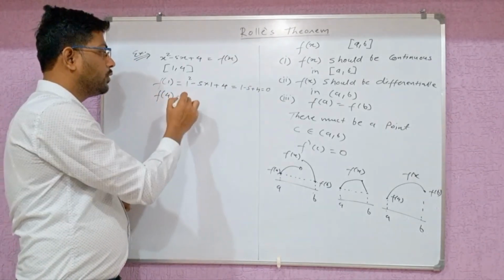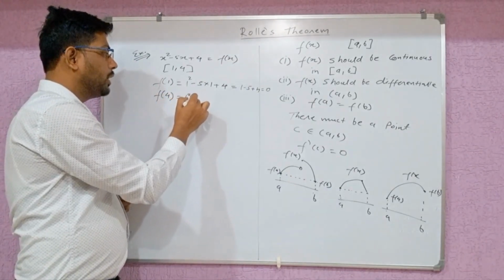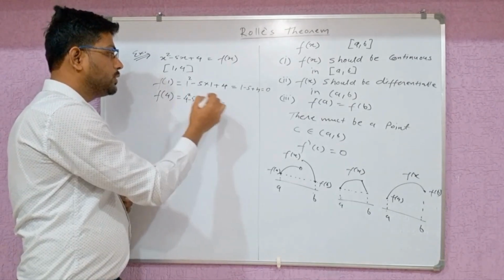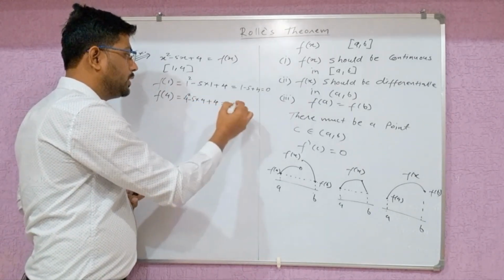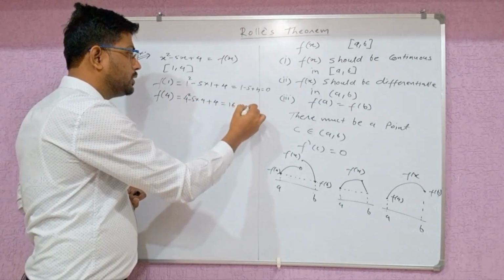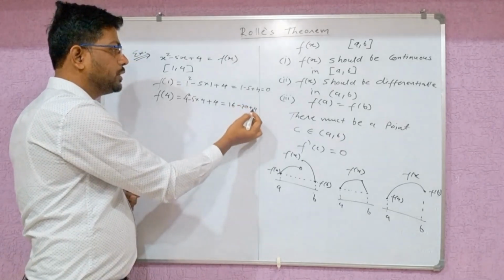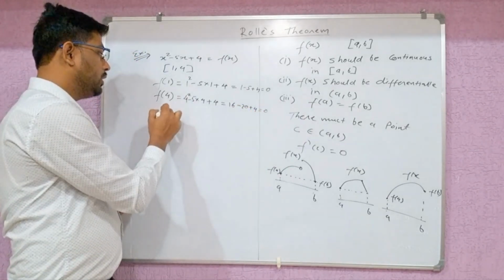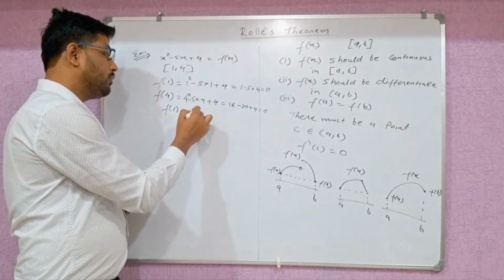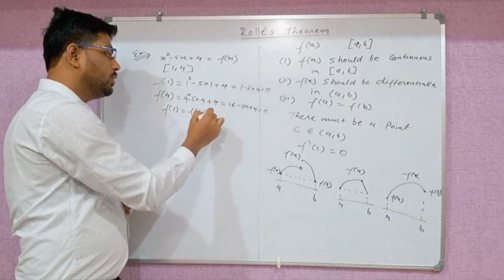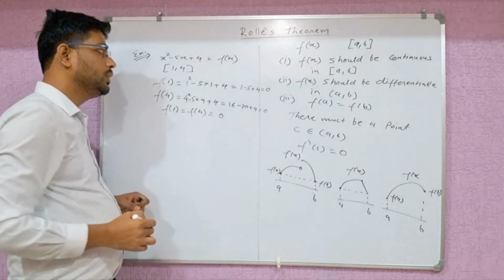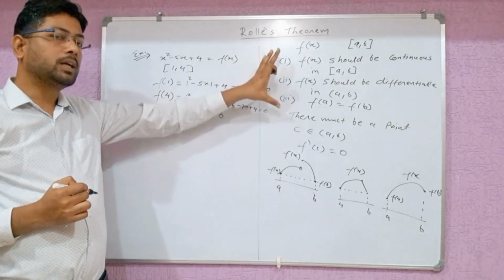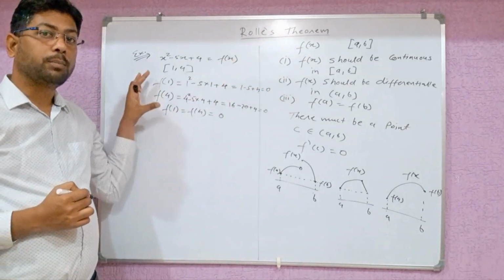Now f of 4 we'll calculate. f of 4 will be 4 square minus 5 into 4 plus 4. So this will be 16 minus 20 plus 4. 16 plus 4, 20 minus 20, this will be again 0. So f of 1 is equal to f of 4, because both of these are equal to 0. So this third condition is satisfied here. So all these three conditions are satisfied, so we can apply Rolle's theorem here.